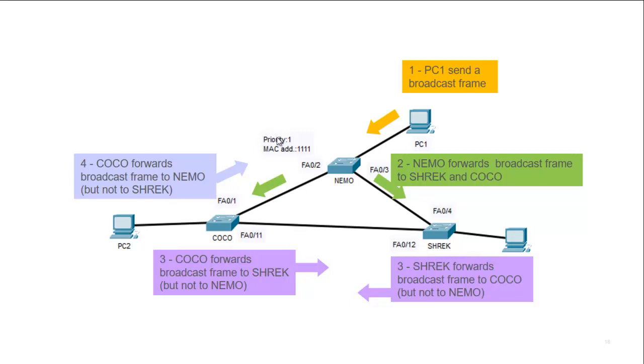Now Coco, when he gets the broadcast from Shrek, he now forwards that broadcast to Nemo, but doesn't forward that broadcast to Shrek. Same goes, Shrek will forward the broadcast he got from Coco to Nemo. And then Nemo, getting this, will forward it again. So can you see how the forwarding of this broadcast is going around and around and around in that particular topology? While this topology has redundancy, that redundancy has led to a loop. And this loop is not a good thing to have in your network.